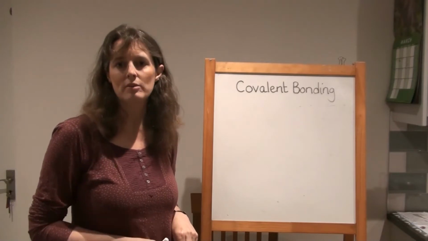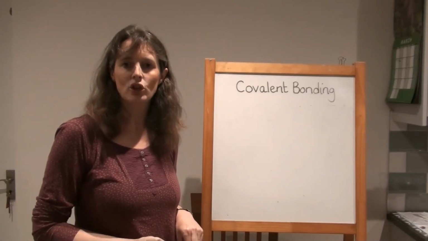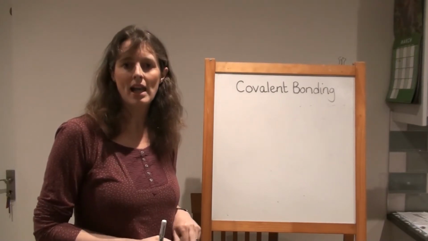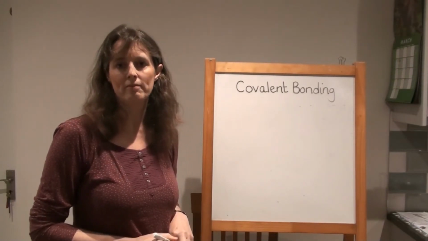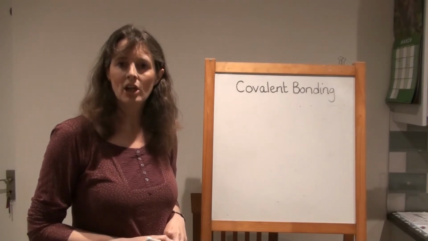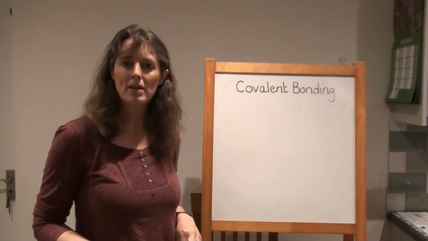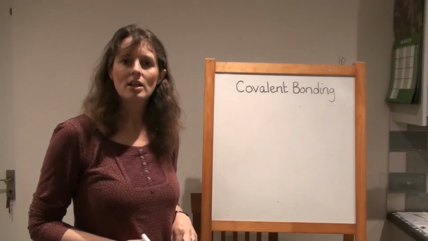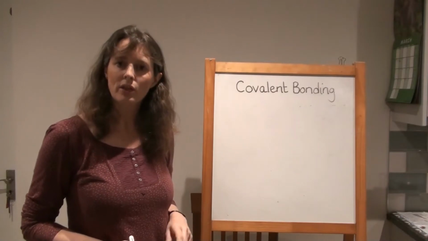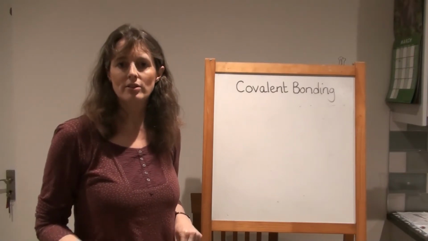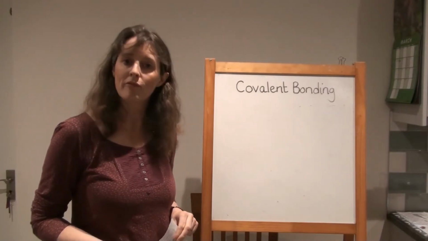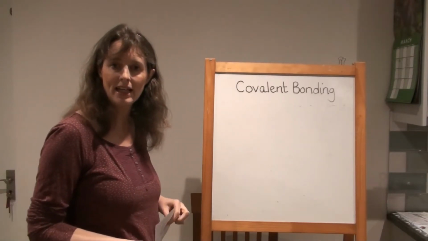So one element would share an electron in order to get an electron shared from another element that they are joining with. So let's have a think about an example, and the example we're going to look at is methane. Do you know what the formula for methane is? If you do, it can help you to govern what you've actually got to draw. So the formula for methane is CH4.